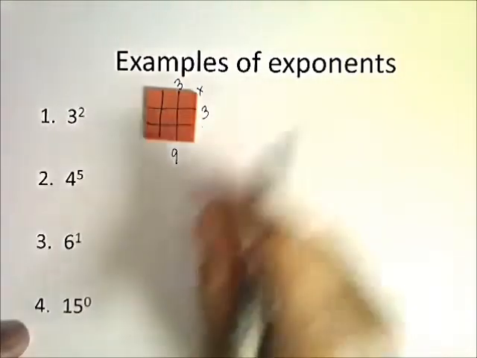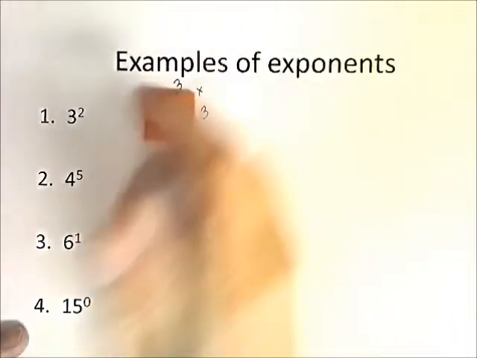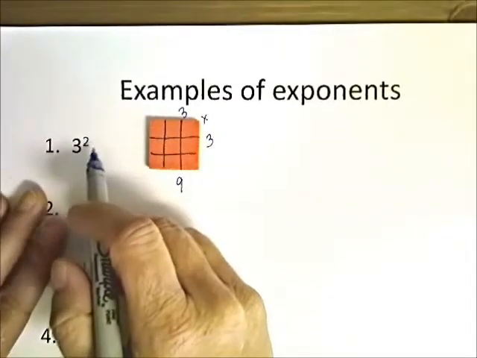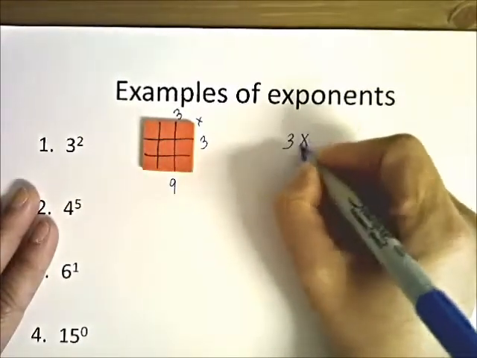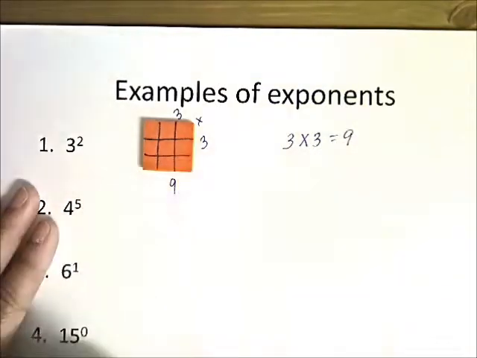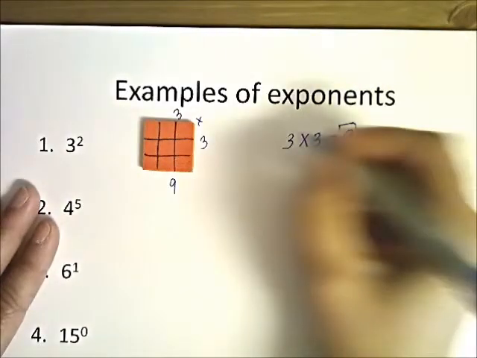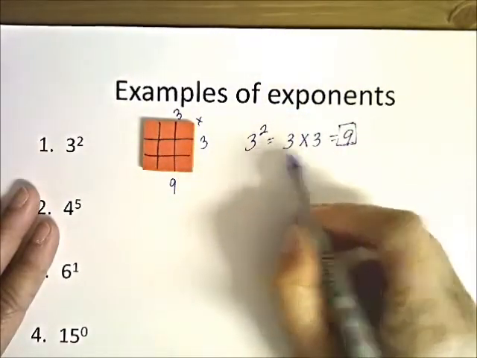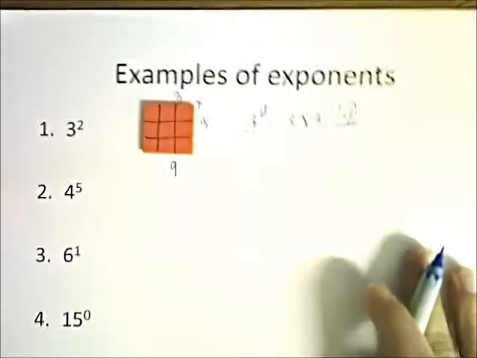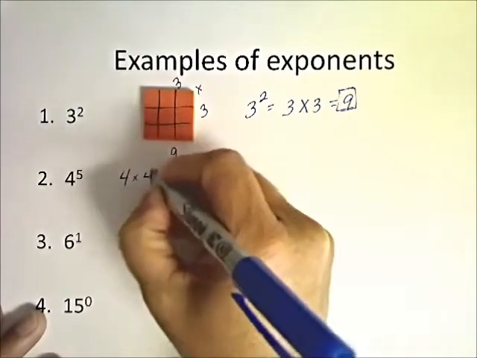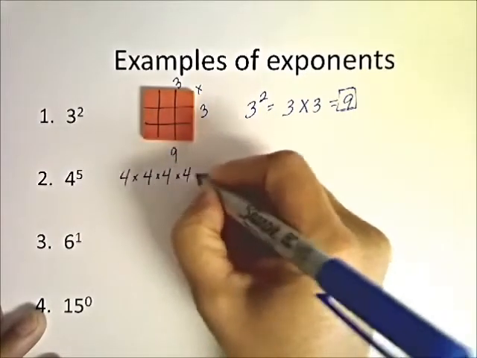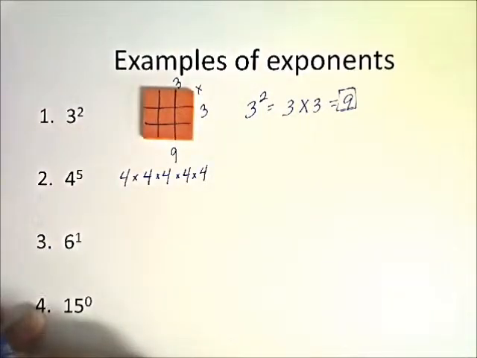If we factored this out, as sometimes you'll see, it might say write this exponential expression as factors. Well, factors are just numbers that you multiply together, so you would write 3 times 3 equals 9, and then 9 is the value of your exponential expression or your answer. So 3 squared is the same as 3 times 3 or 9. Now on 4 to the fifth power, you could write 4 times 4 times 4 times 4 times 4. That's a whole lot of writing there to solve this problem.